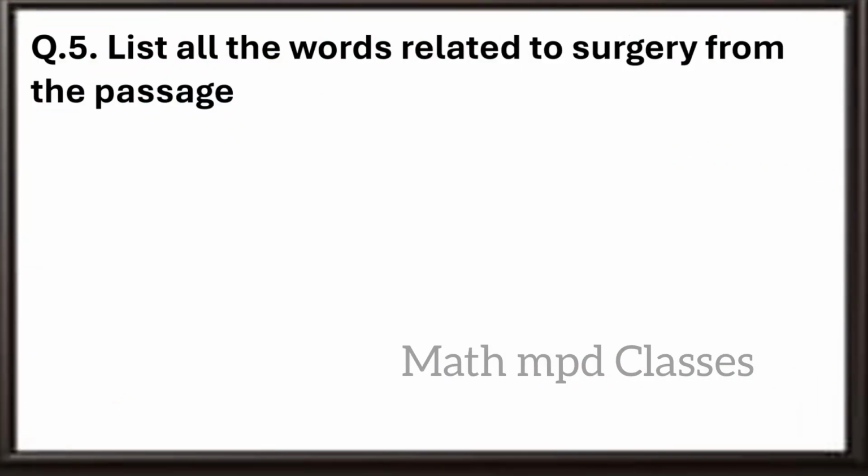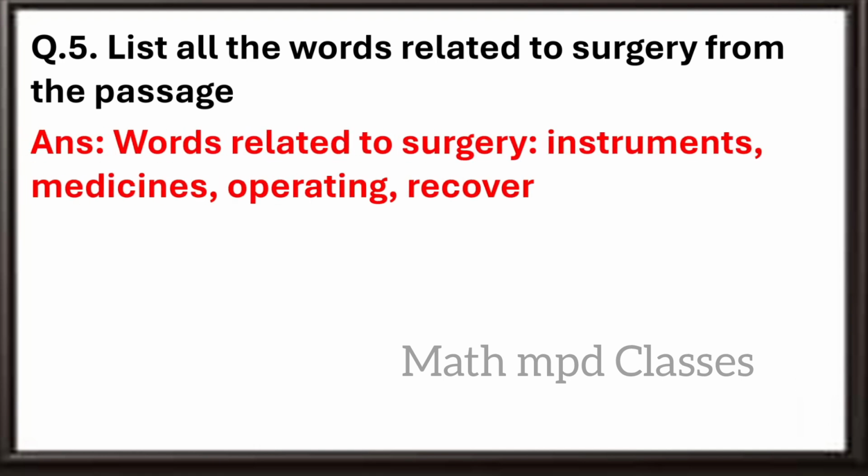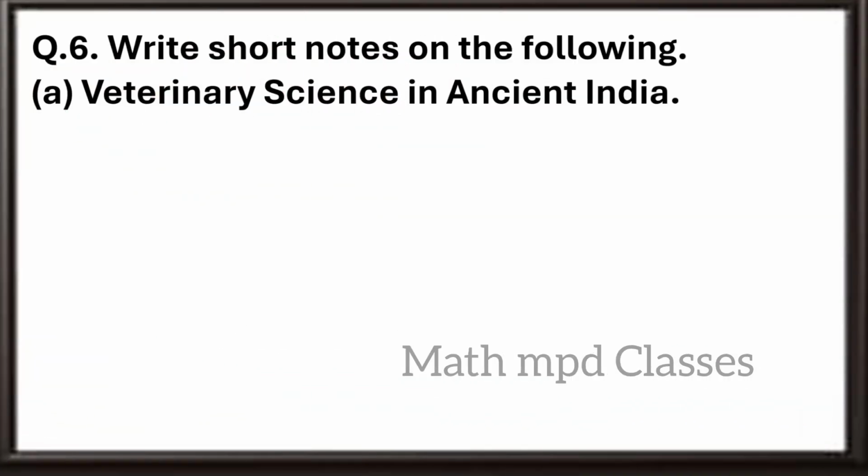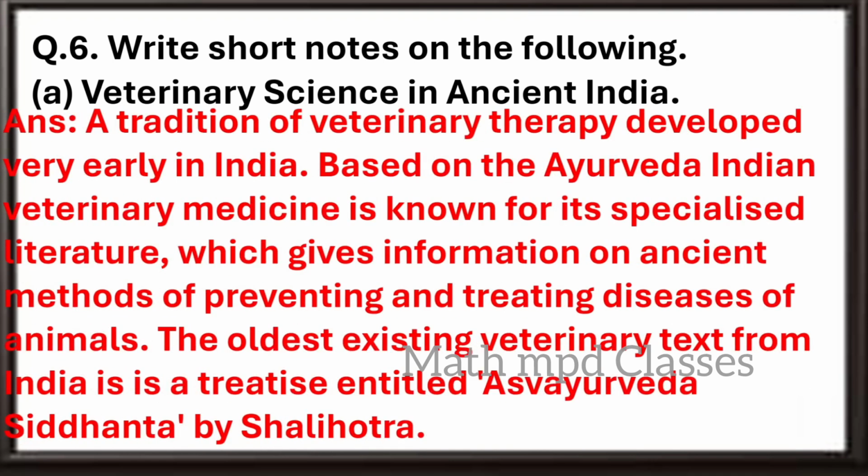Next question. List all the words related to surgery from the passage. Answer. Words related to surgery: instruments, medicines, operating, recover. Next question. Write short notes on the following. A. Veterinary science in ancient India.